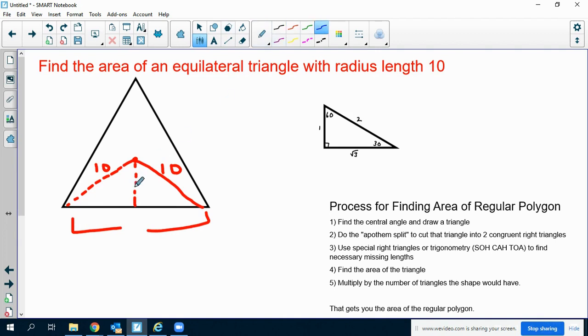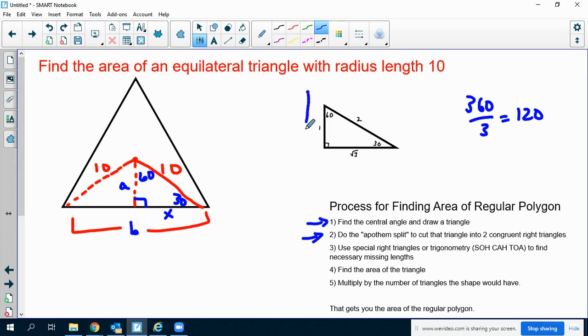So once again, find the central angle. 360 divided by the number of sides is 120. And then I do the apothem split. So then this 120 becomes a 60. That's a 30 since this is a right angle, and now I have a 30, 60, 90 triangle. I have to find the apothem length and half of the base.